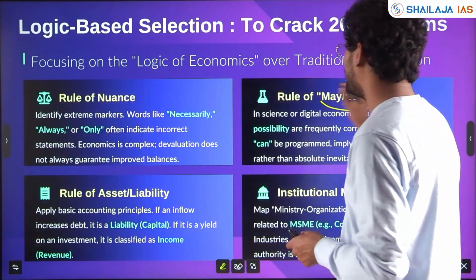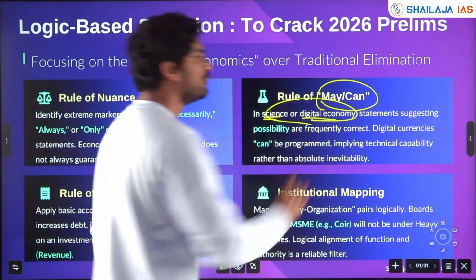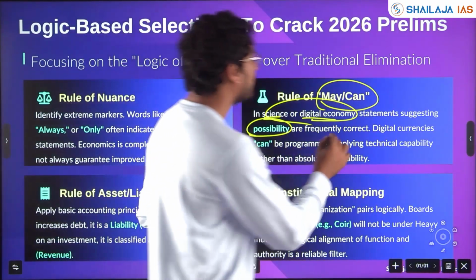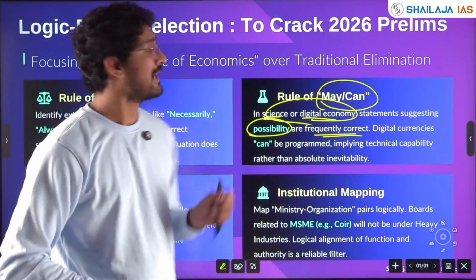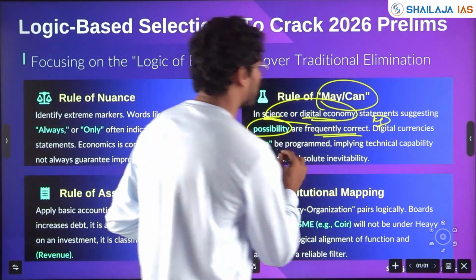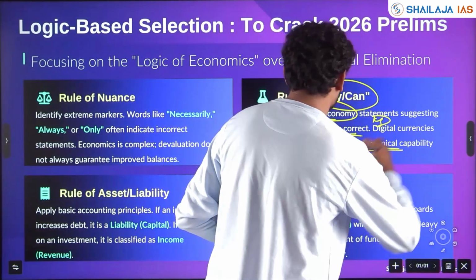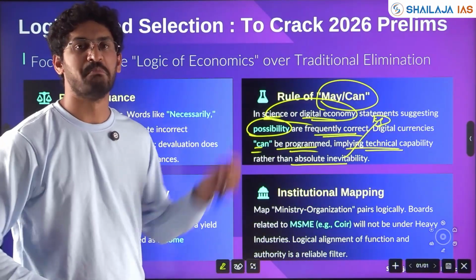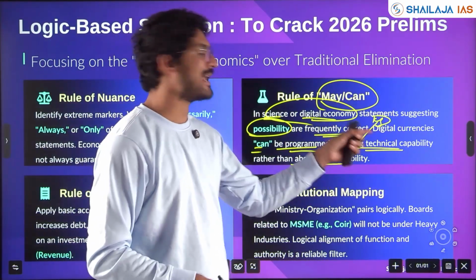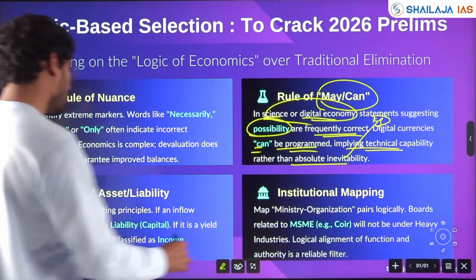Next, the rule of may and can. In science, in the digital economy, in new tools, statements suggesting possibility are frequently correct. Not always correct, frequently correct. For example, we had that digital currencies can be programmed. It can be, implying technical capability rather than absolute inevitability. Not that it must be programmed or should be programmable. No, can be programmed: yes, there is a chance in the future or it is being done now. So that statement will hold good.